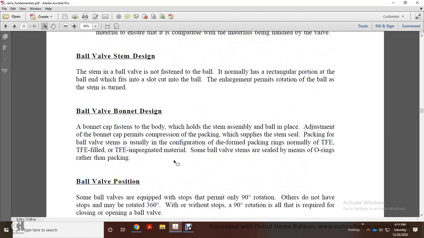Alright, your ball valve bonnet design. A bonnet cap is fastened to the body with a hole for the stem assembly, with the ball and play adjustment of the ball. The bonnet cap permits the compression of the packing supplied with a stem seal. Packing for the ball valve stem is usually a configuration of die form packing rings, normally Teflon filled or Teflon impregnated material. Some ball valve stems are sealed with a range of O-rings rather than packing.